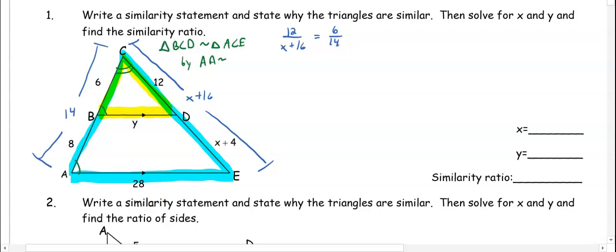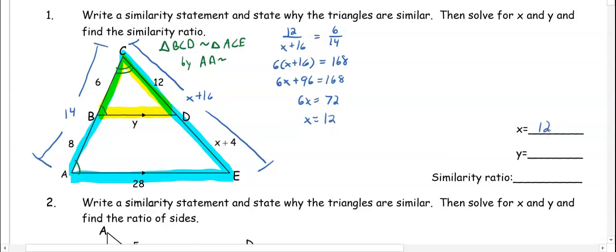So now in order to solve for x, we are going to cross multiply. When we cross multiply here, we're going to have 6 times x plus 16 is equal to 12 times 14, which is 168. We can distribute the 6, so we get 6x plus 96 equals 168. We can subtract 96 on both sides to get 6x equals 72. When we divide, we get x is 12.